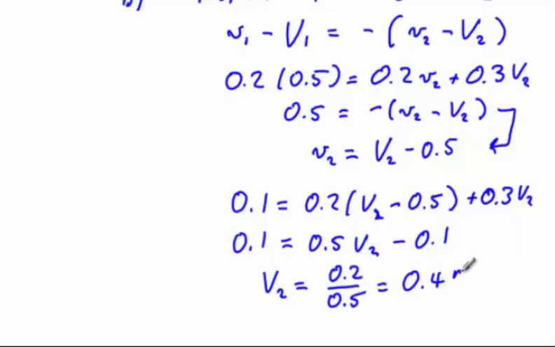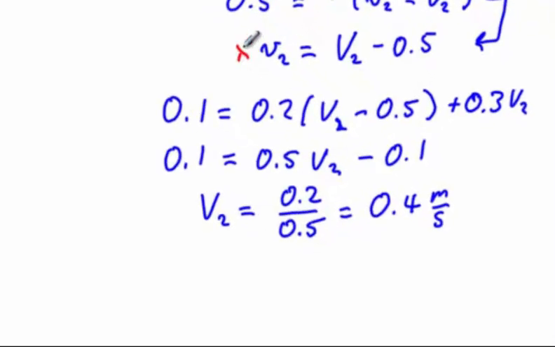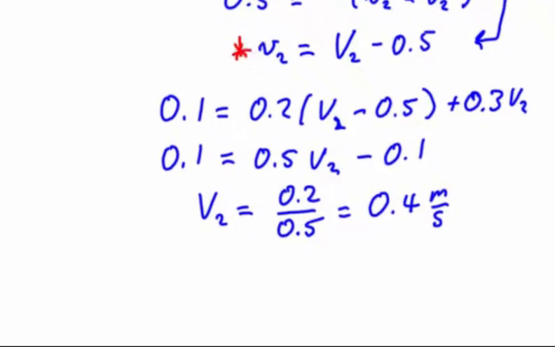0.4 meter per second. This result can be plugged into any of the prior two equations. I'll pick the simplest one, which is this one here, so that I can rapidly solve for lowercase v2, which is equal to negative 0.1 meter per second.